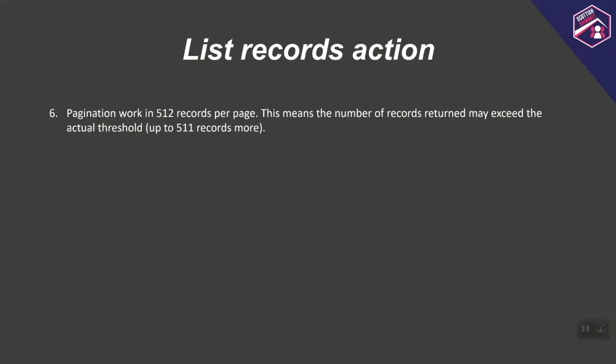Next important thing to remember is that pagination works in 512 records per page. This means that the number of records returned may exceed the pagination threshold you have set by up to 511 records or more.